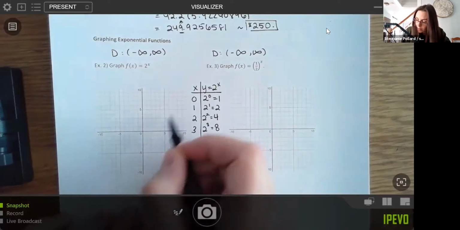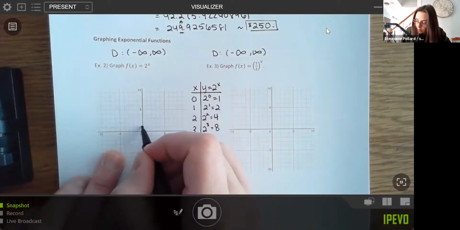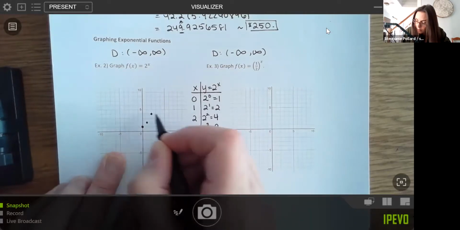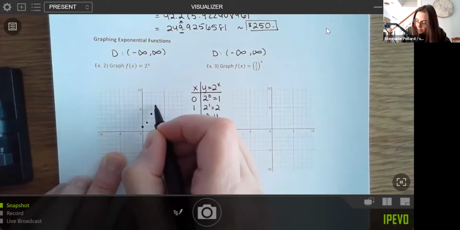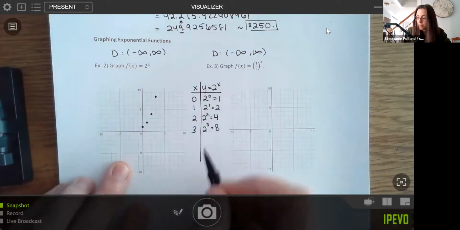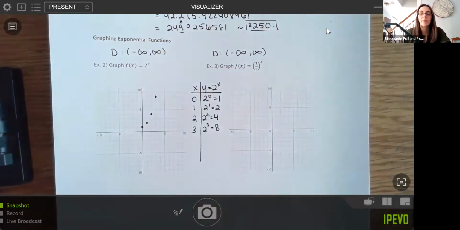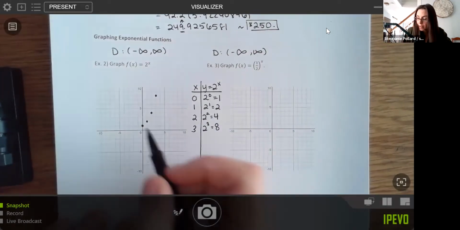So over here, I have 0, 1, 1, 2, 2, 4, 3, 8. If I plug in 4, I'm going to be up at 16. So it really grows very quickly. So exponentials are used when you have really sharp increases or decreases on one side of the graph. And then you do want to plug in some negatives.